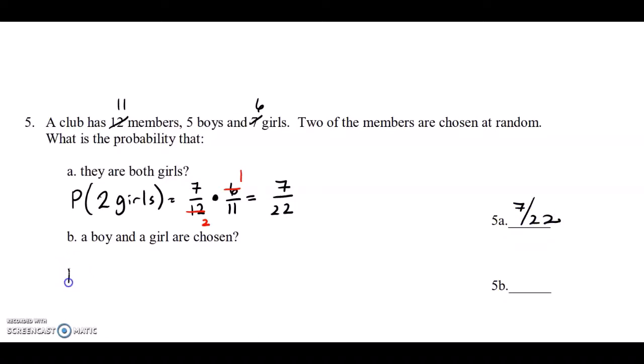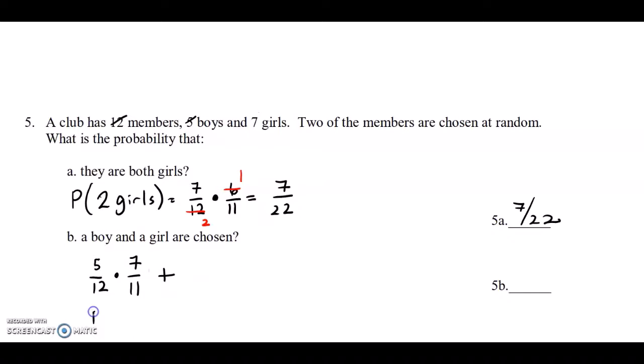If we want the probability of a boy and a girl, we could also draw the girl first, right? So if we draw the boy first, let me erase what I wrote up here. If we draw the boy first, we have 5 out of 12. If we draw the girl second, that's 7 out of the remaining 11.